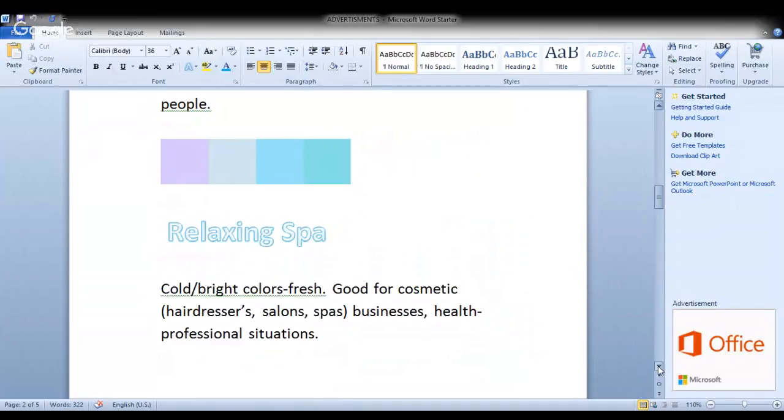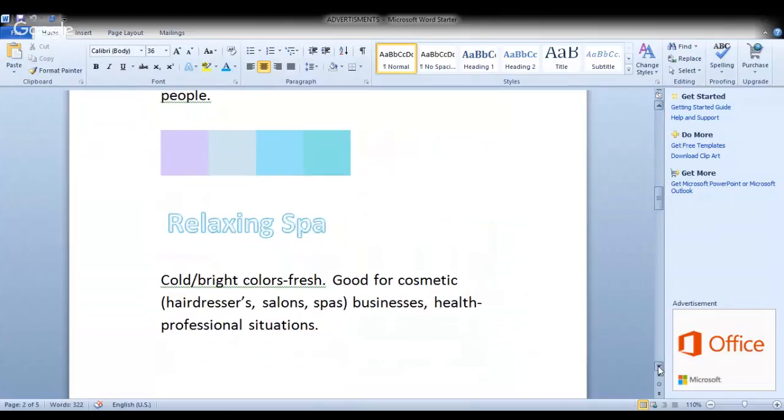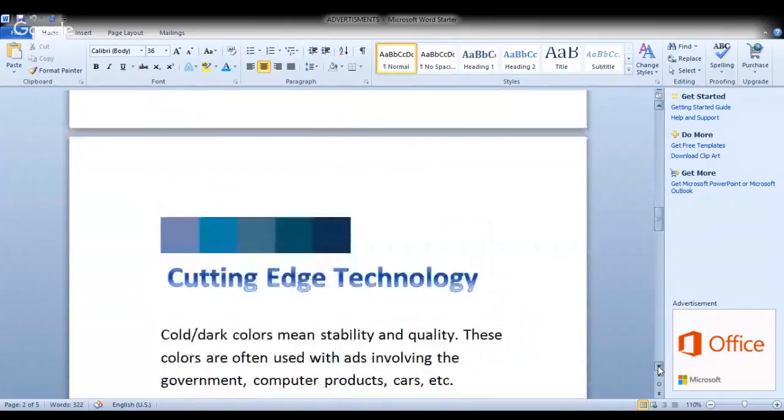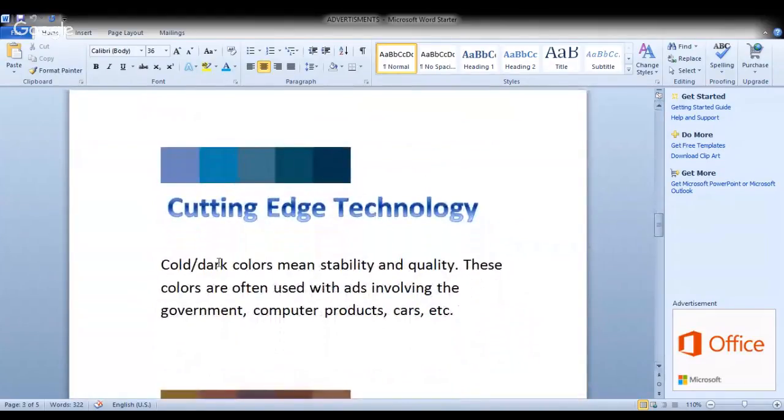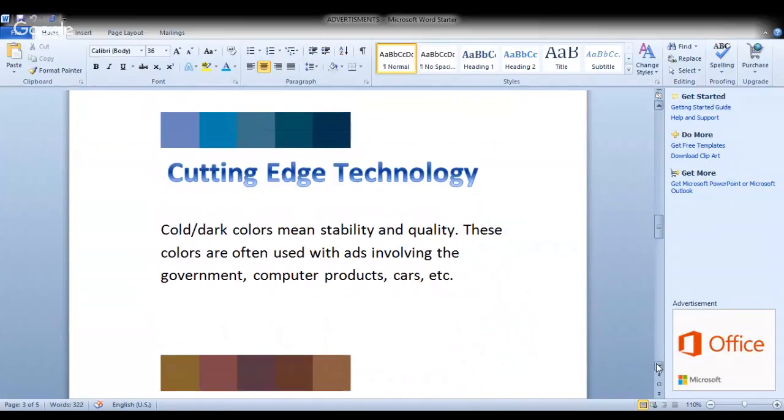Okay. And now you don't have to follow these guidelines. Maybe one of these colors is your favorite color in the world. You want your business to be involved with that color. Yeah, fine, do it. But these are just in general, okay? And then looking at cold, dark colors, we talk about stability and quality, okay? They're also often used with ads involving the government, computers or computer products, cars, etc. Okay, it's a little bit more serious, I'd say, than the other colors that we've seen.